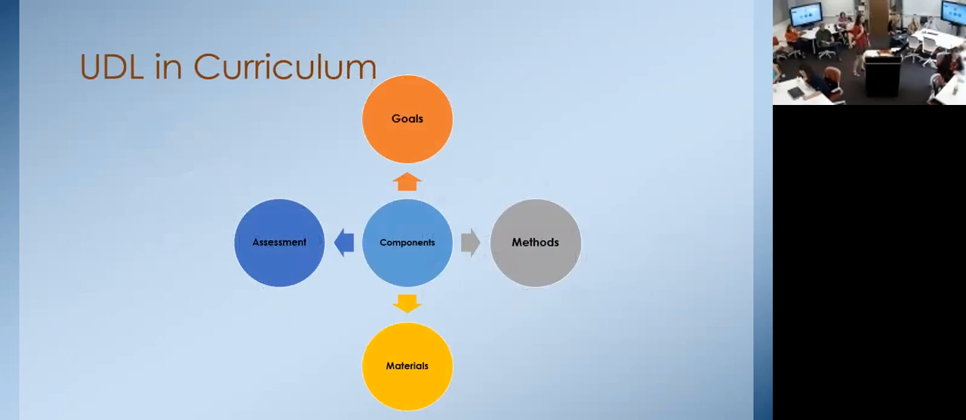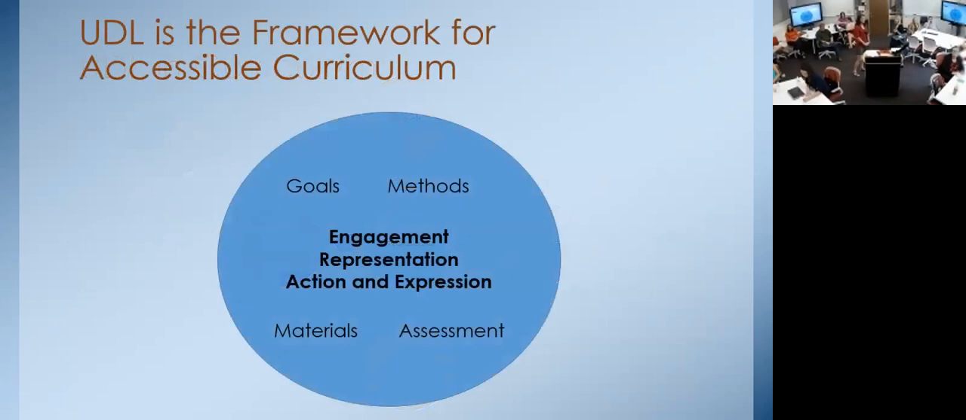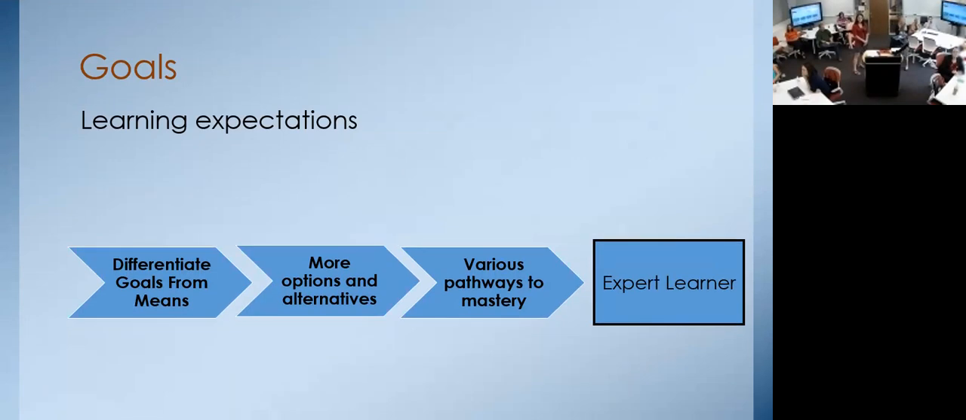UDL defines curriculum as your goals, your methods, and your materials, and the way that you assess learning. So we look at it as they're all together. So we look at the goals, methods, materials, and assessment all within the context of those three principles of engagement, representation, and action and expression.